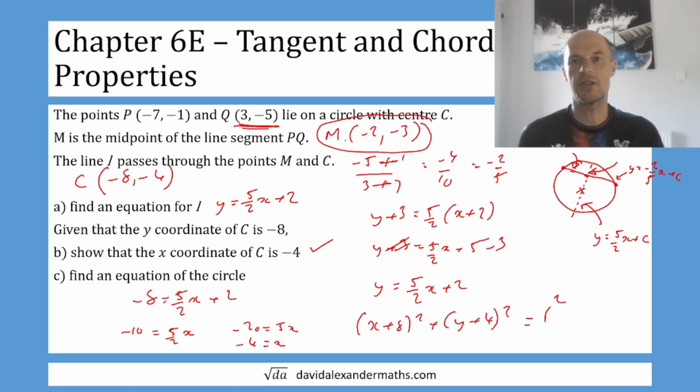The reason we're using these is because these are points that lie on the circle. We can't use the midpoint of the chord. We can't use the centre of the circle. They don't lie on the circle. So the only reason I'm using 3 and -5 is because 3's positive, and here I've got 2 negative numbers and I don't like negatives. So 3 plus 8, so that is 11 squared, so 121, plus -5 plus 4 is -1. -1 squared is 1, so that is 122. So the equation of the circle is x plus 8 squared plus y plus 4 squared equals 122, and we are done there.